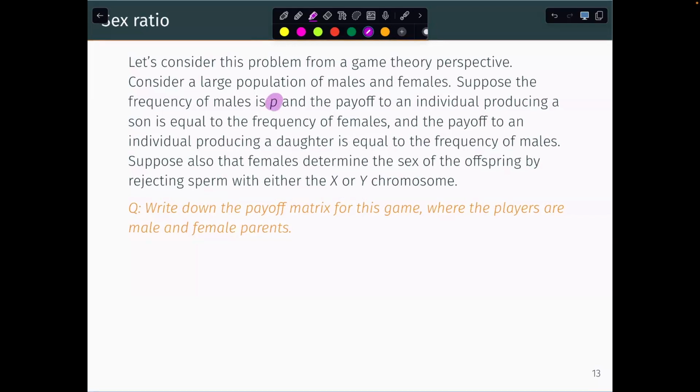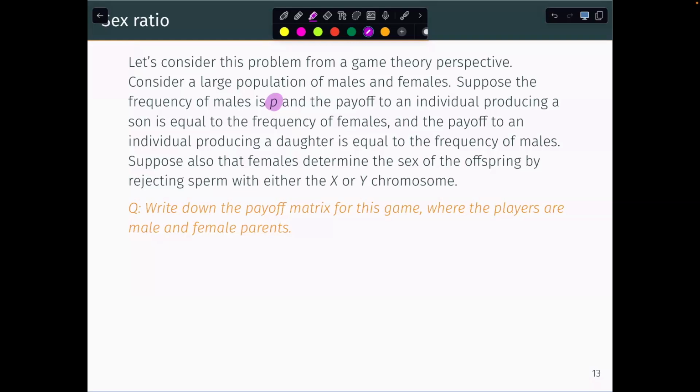and the payoff to an individual producing a son is equal to the frequency of females. You can think of this in terms of their probability of being able to find a mate. If you produce a son and there are lots and lots of females around, they're just more likely to find a mate. If you produce a son and there's lots of males around, they're less likely to find a mate. So the payoff to an individual producing a son is equal to the frequency of females, and the payoff to an individual producing a daughter is equal to the frequency of males, just the opposite way around. Again, it's all about being able to find a mate in the next generation. You want your offspring to be able to find mates so they can continue reproducing and passing on your genes.